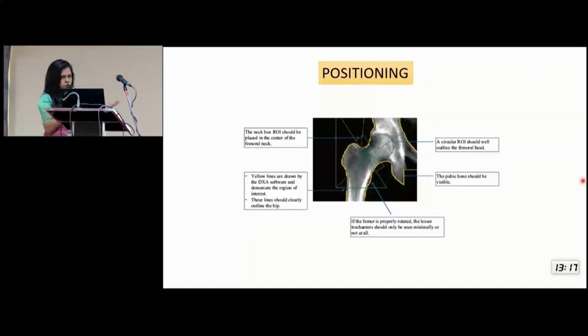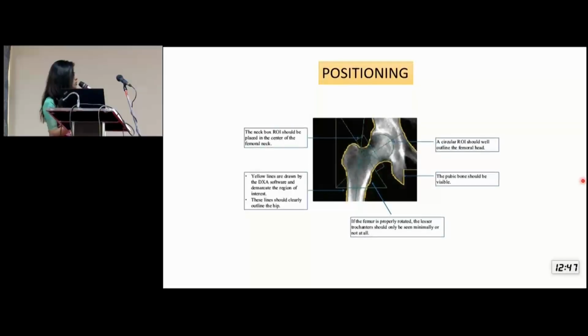When you look at the positioning at the femur, the neck box region of interest should be placed in the center of the femoral neck. In the Hologic machines it's slightly different. For the Lunar machines, they say you should place the ROI at the thinnest point. Again, yellow lines are drawn by the DEXA software and demarcate the region of interest, and these should clearly outline the hip. The circular ROI should well outline the femoral head. The pubic bone should be visible, as you can see in the picture.